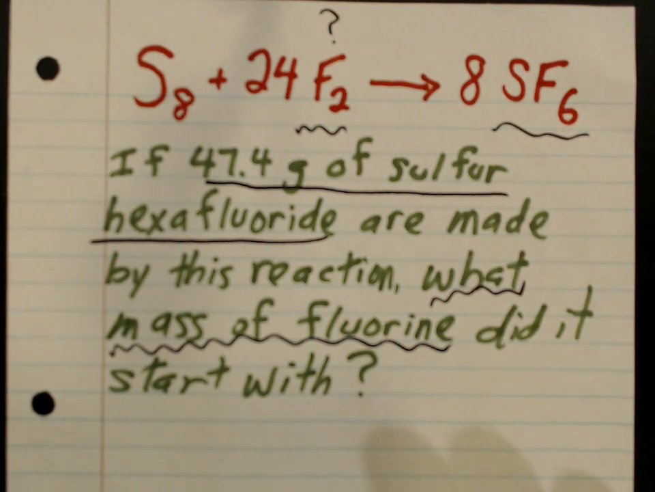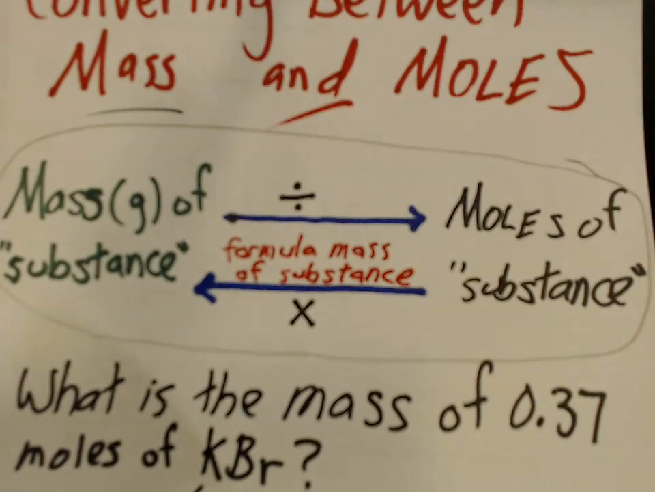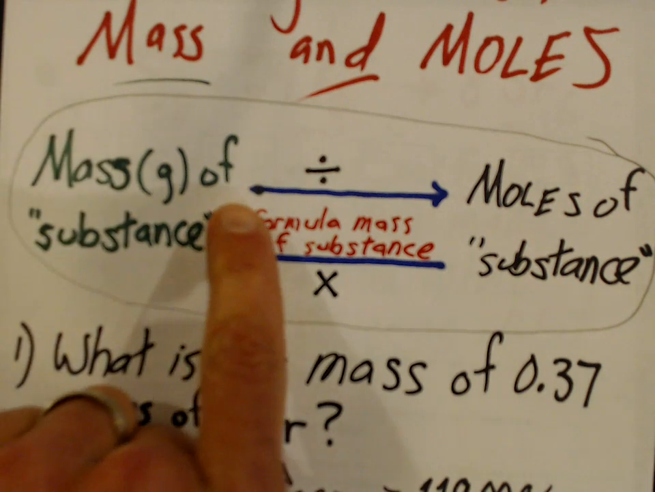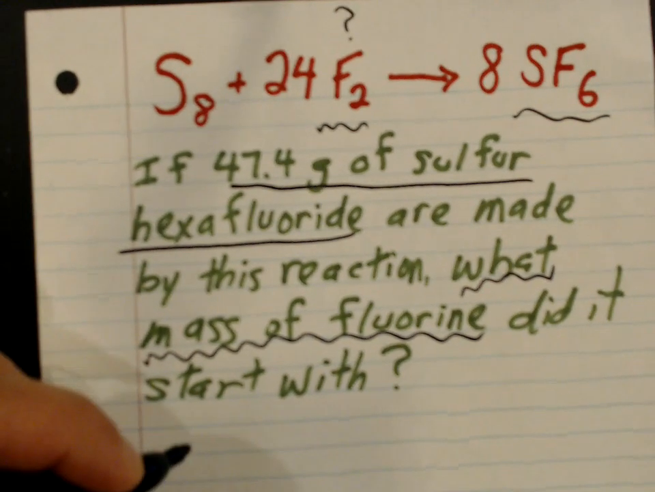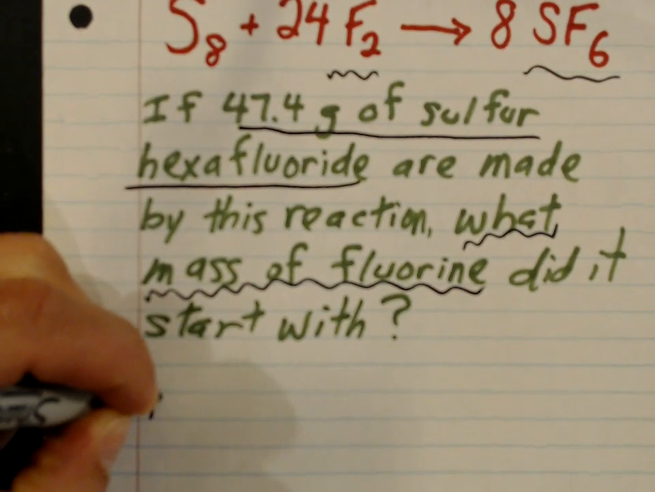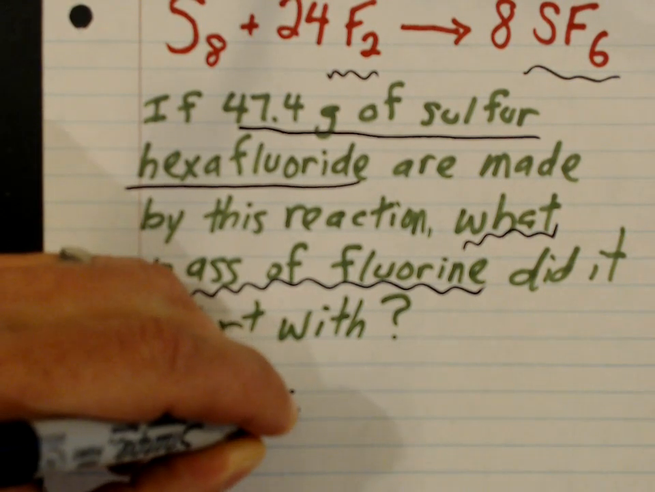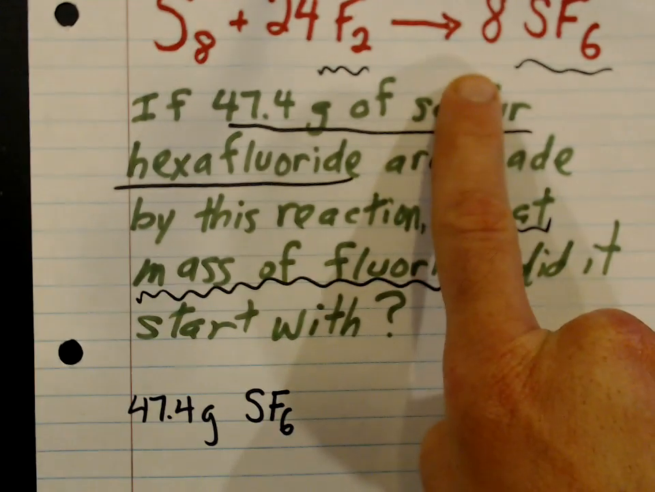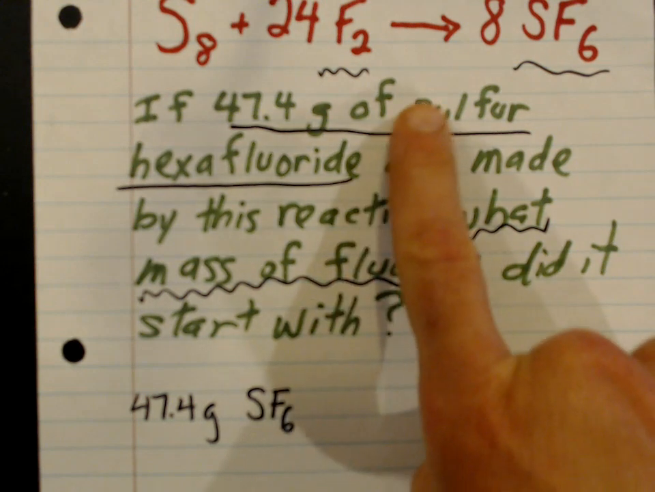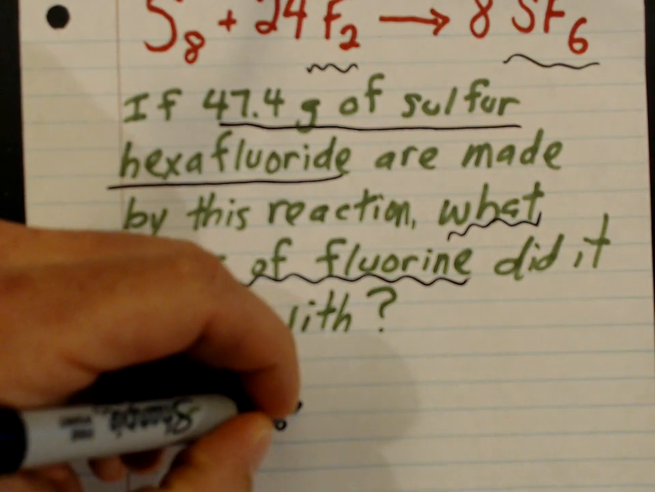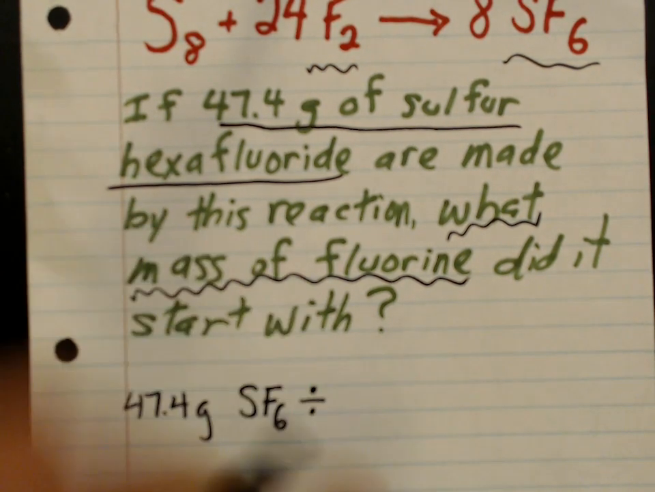Step 2, take the given quantity and change it into moles using that little conversion diagram. There's that conversion diagram. How do we change from a mass, 47.4 grams, to moles? We divide by the formula mass of that substance. So let's take our 47.4 grams of sulfur hexafluoride, SF6. Once again, that 8 is not part of this step. No, 8 just means 8 moles of this substance. 8 is not part of that substance. To change this into moles, we're going to divide it by its formula mass.